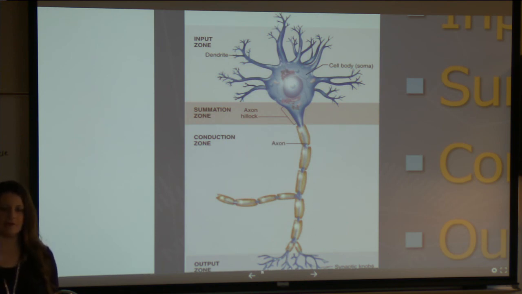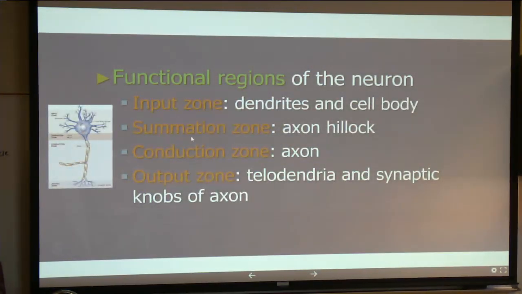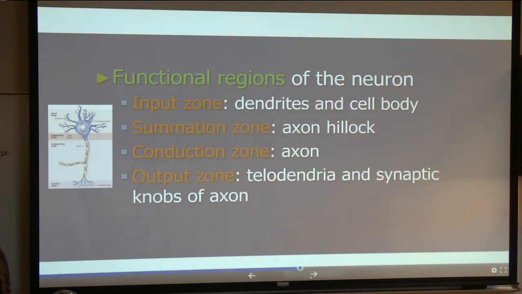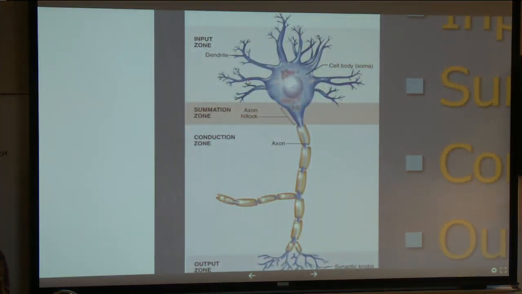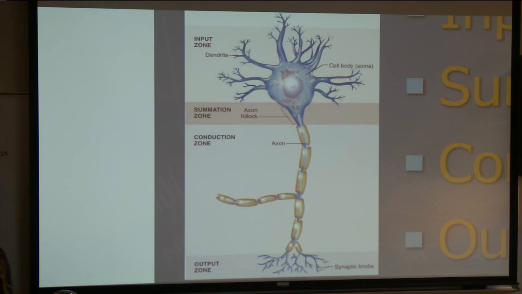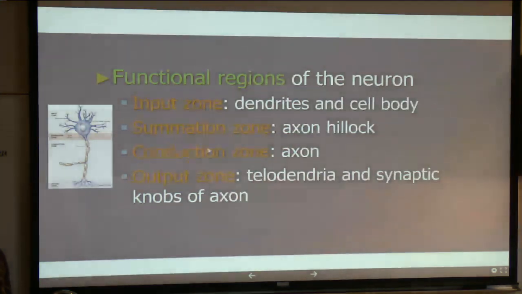So that's why we have this second zone. It's called summation. To summate means to add together. So at the axon hillock is where we add together all of the information that came in. So we're going to take some information in, take some more in, take some more in, add it all up right here. And if we hit threshold, if it's important enough, then we send the information down the axon. Okay, so summation is just where we add it all up.